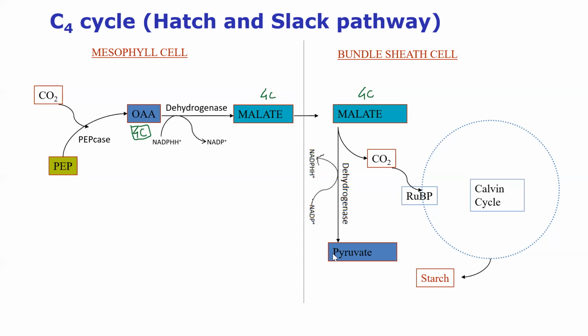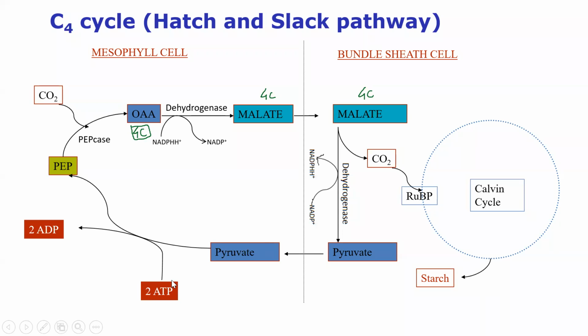So once pyruvate is formed, pyruvate is also capable of crossing this boundary. So pyruvate gets transferred back to the mesophyll cell. And with the help of 2 ATP, this again gets converted into PEP, regenerating the phosphoenol pyruvate, right? So here, this is what we call dikinase activity. The name of the enzyme which catalyzes the conversion of pyruvate to PEP is a dikinase.